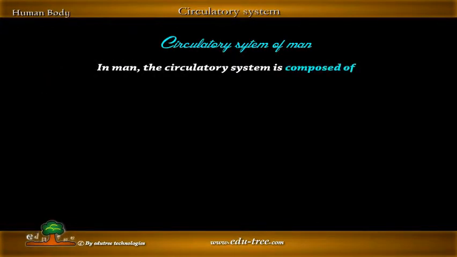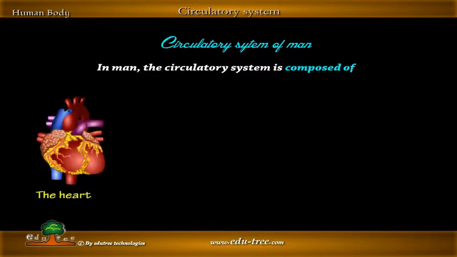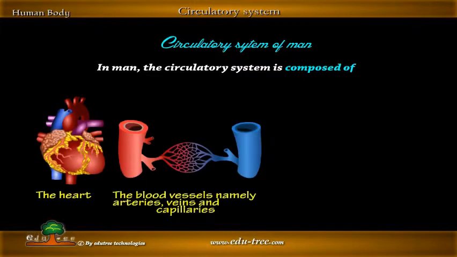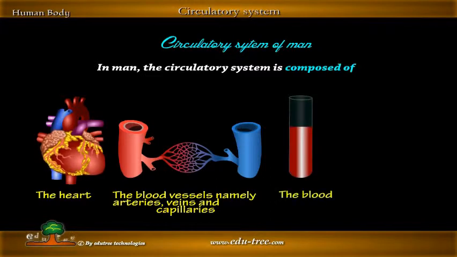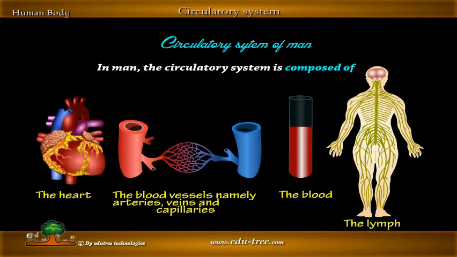In man, the circulatory system is composed of the heart, the blood vessels, namely arteries, veins and capillaries, the blood, and the lymph.